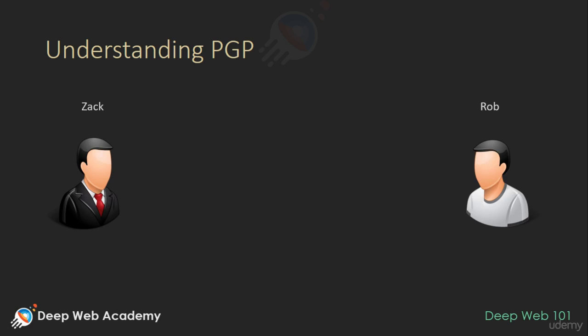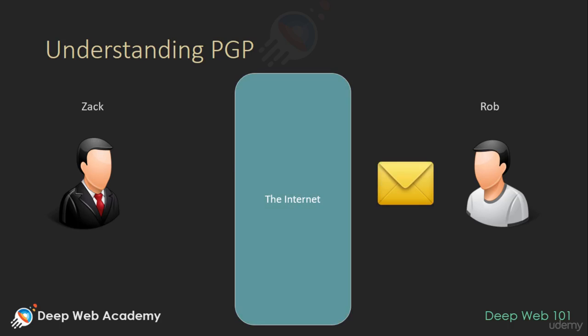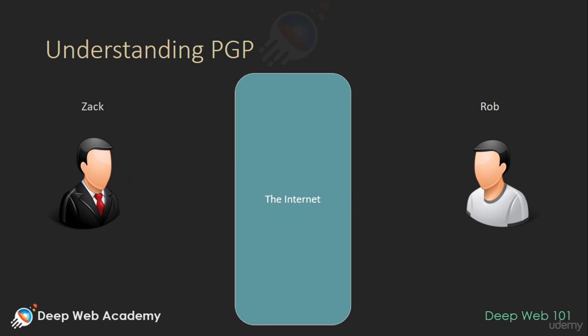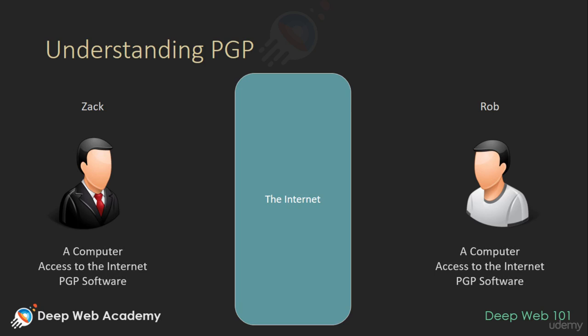Now, Zach and Rob want to send a message over the internet, and they want to make sure nobody can see it. So how would this process work for Rob to be able to send Zach his message without somebody on the internet spying and being able to open and read the message if they were to intercept it? Well, in that case, of course, Rob and Zach would want to use PGP to encrypt the message before sending it. Before diving deeper, it's important to note that Rob and Zach should obviously have a computer, access to the internet, and PGP software installed and ready to go on their computer.